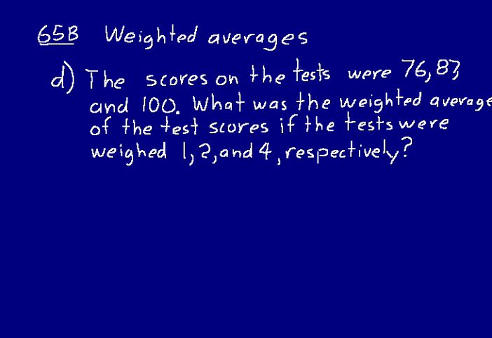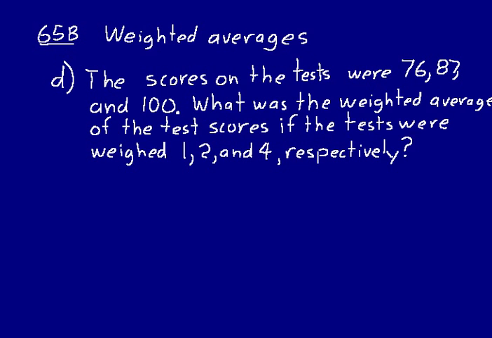Let's just do a practice problem. Look at practice problem D. The scores on the tests were 76, 87, and 100. What was the weighted average of the test scores if the tests were weighted 1, 2, and 4 respectively? Respectively means that 76 had a weight of 1, 87 had a weight of 2, and 100 had a weight of 4. So 76 was counted one time, 87 was counted twice, and 100 was counted 4 times towards the total score.